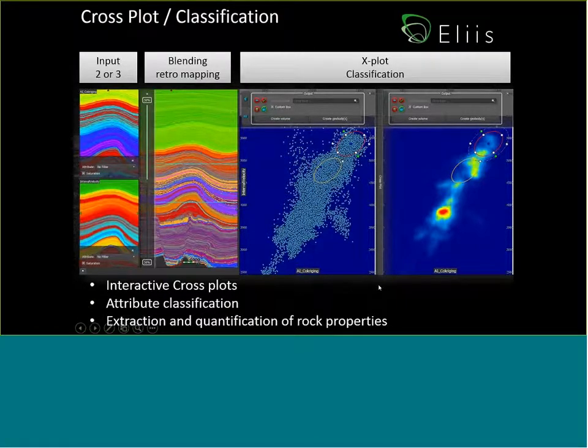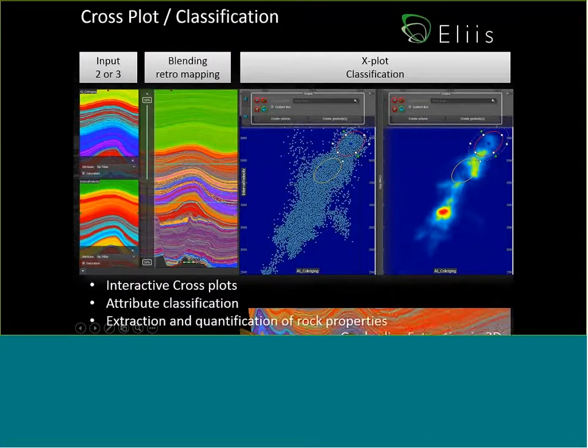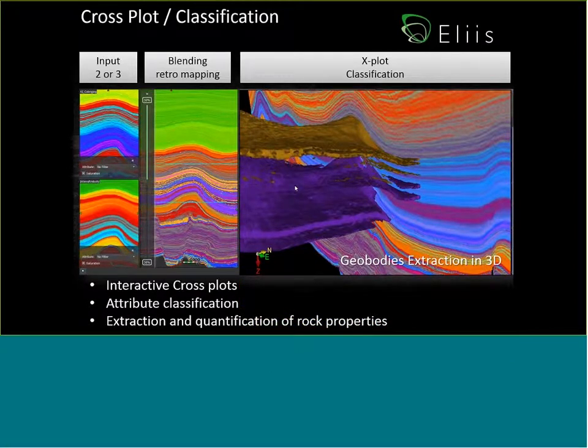Okay. And now on the right part of the blending viewer, you have access to a cross plot, and like this, you can create some classification, choose some area, and we have a retro mapping directly on the cross plot. And thanks to this, you can then extract some geobodies. You can display them in 3D or save them directly into the database, and you can also create some volume.